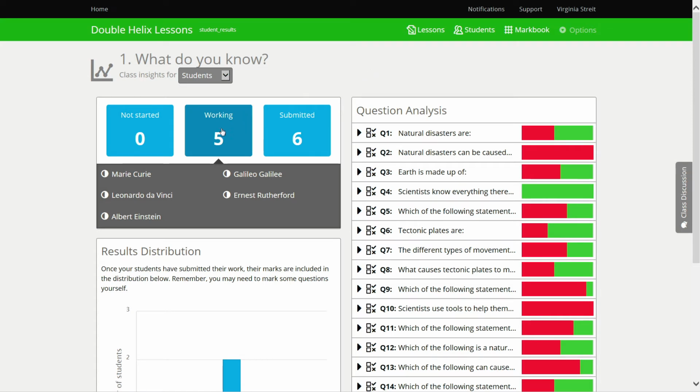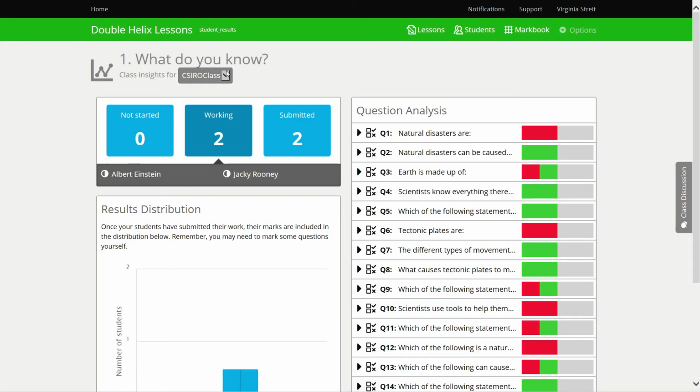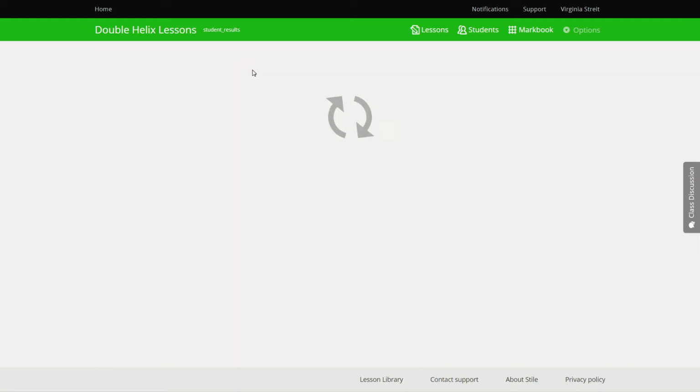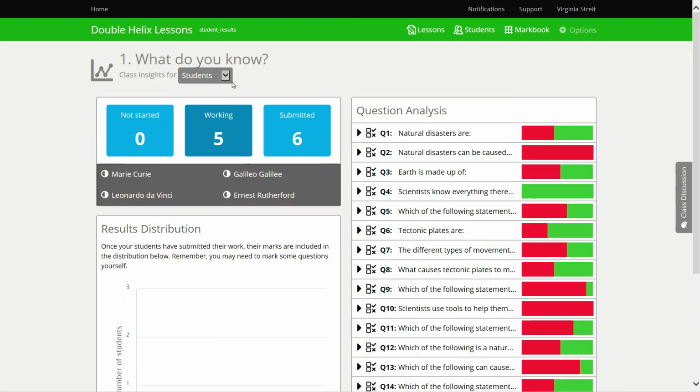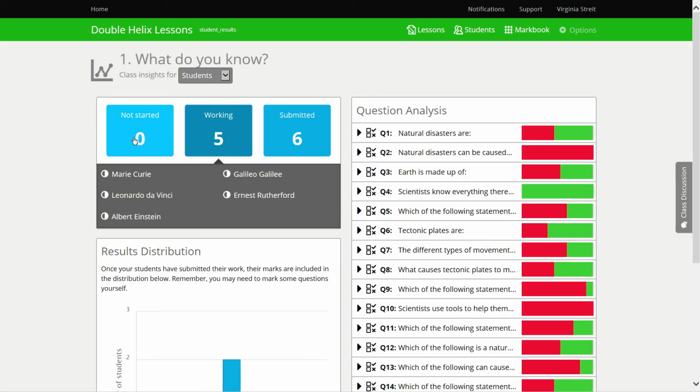Now, over on the left here, I can first of all switch between my 2 classes. I've actually got 2 classes set up. So I've got a class called Students and I've got a class called CSIRO class. So I can easily switch between those 2. But for the moment, I actually just want to look at my first class's results. And I can see that everyone has fortunately started this assessment. Good job. 5 students are still working on it, and I can see which of those 5 students they are. And 6 students have already submitted their work, and I can see who those 6 students are as well.